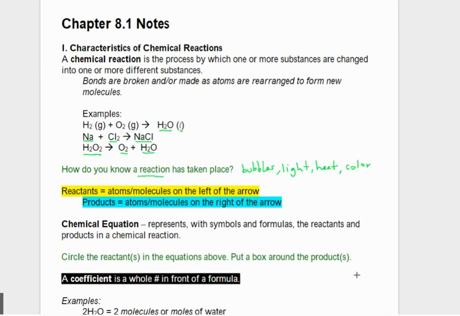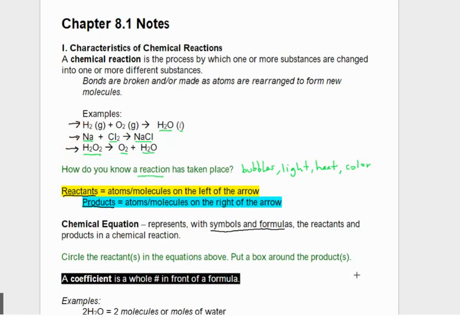I want you guys to remember that the reactants are the ones on the left side of the arrow up here, and the products are the ones on the right side. So reactants go in and products come out of a chemical equation. The equation is a way to represent the reaction with symbols and formulas. So we have three chemical equations written right here.